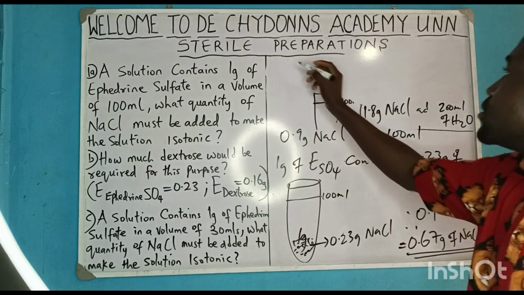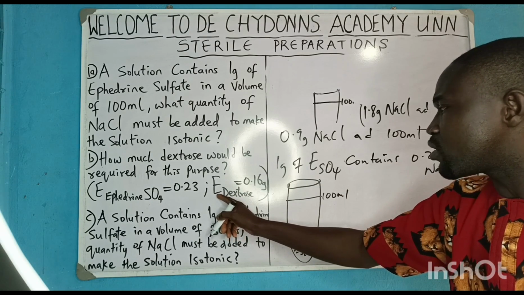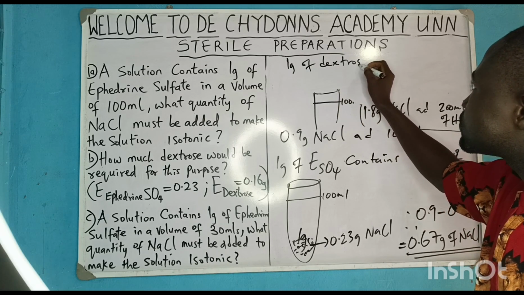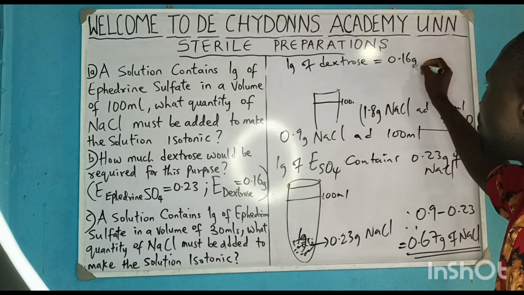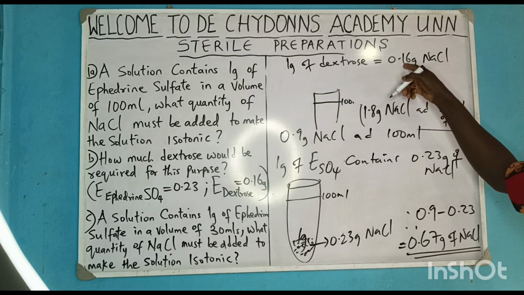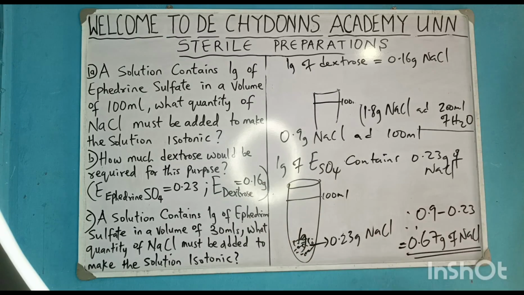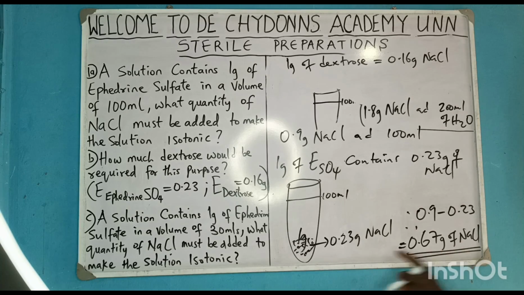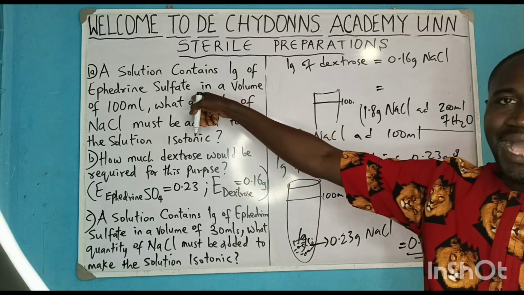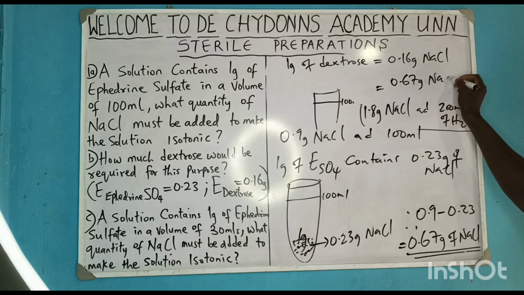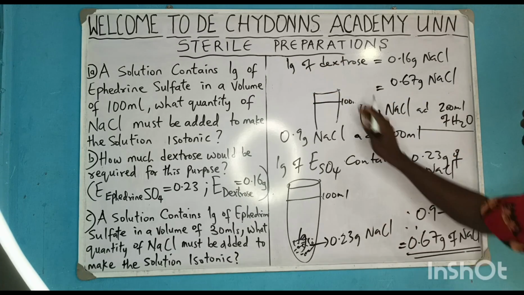I will now tell them that, okay, from the sodium chloride content of dextrose, we have that 1 gram of dextrose is equal to 0.16 gram of what? Sodium chloride. So 1 gram of dextrose contains 0.16 gram of sodium chloride. That is what this means. The same way we say 1 gram of this contains this of sodium chloride. Are you getting it? Then what am I checking now? This sodium chloride that I need to make this isotonic, that is this quantity.